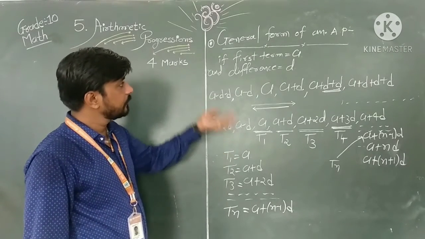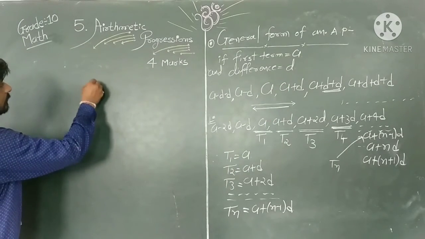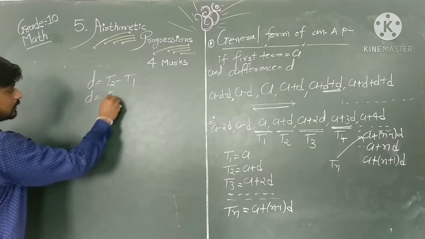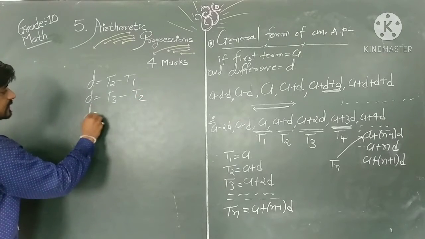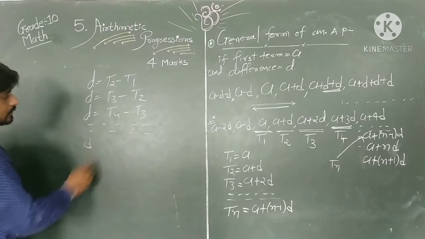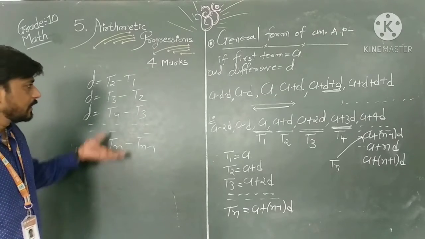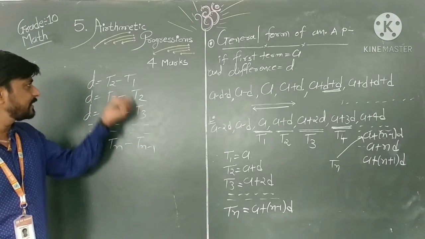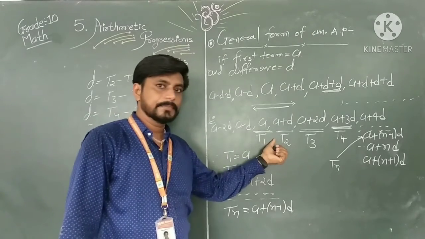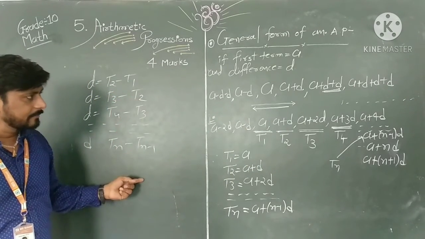Okay, and if we want to find the difference, what is the formula for the difference? D is equal to second term minus first term, or you can write D is equal to third term minus second term, or D is equal to fourth term minus third term, or D is equal to nth term minus (n minus 1)th term. If you want to find the difference, simply take the difference between two consecutive terms, succeeding term minus preceding term every time.